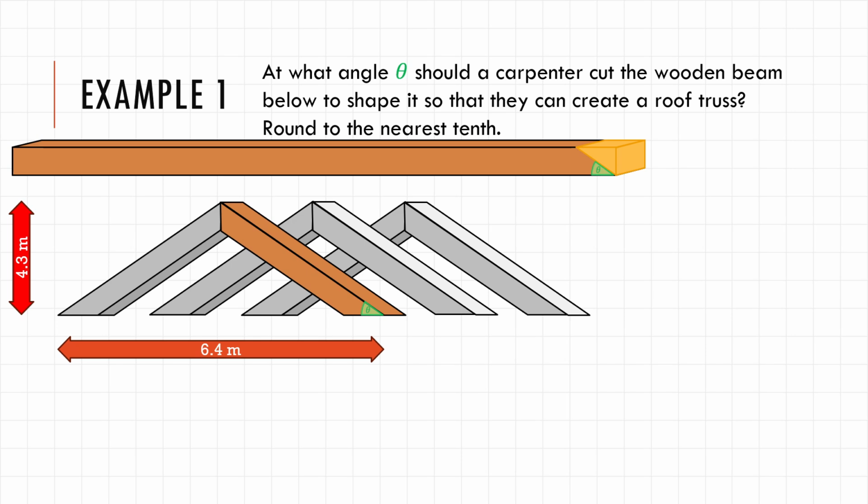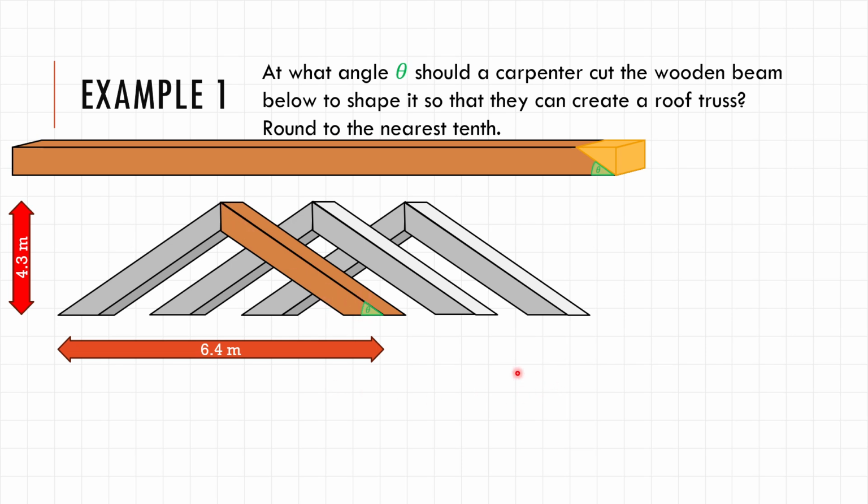At what angle, theta, should a carpenter cut the wooden beam below, this one right here, to shape it so that they can create a roof truss? Let's round that to the nearest tenth. So we're trying to find out what is this angle over here, because it's the same one over here, and the carpenter needs to cut it to be able to have this wood beam support the roof properly.